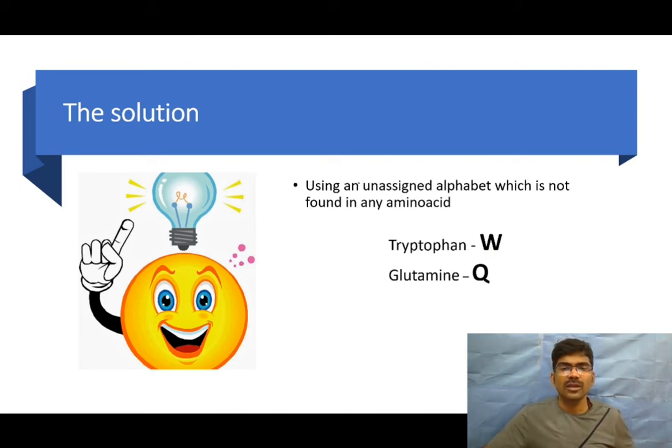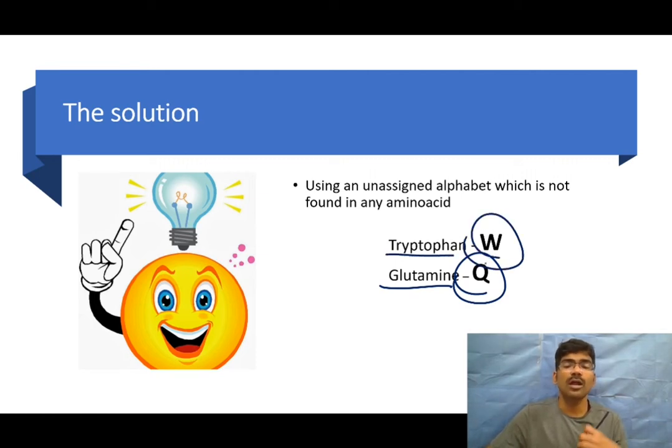Now, using an unassigned alphabet which is not found in any amino acid. For example, glutamine, they gave Q, I told you. For tryptophan, they gave W. Okay, this is out of the way.